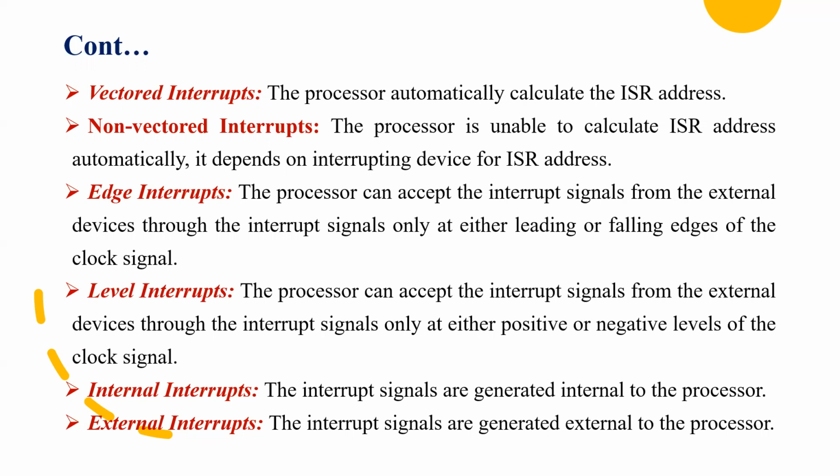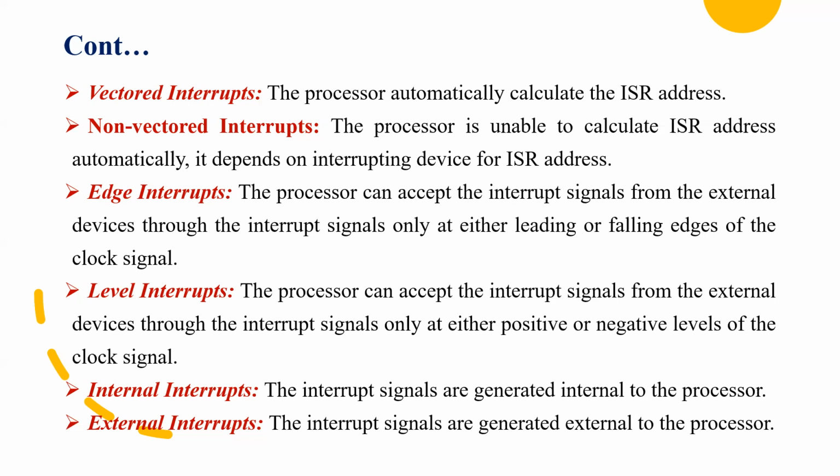And the next category is edge / level triggered interrupt. If you want to call an interrupt edge triggered, that means the processor can accept the interrupt signals from the external devices only at either the leading edge or falling edge of the clock signal. Because we know that our processor is a synchronous device.